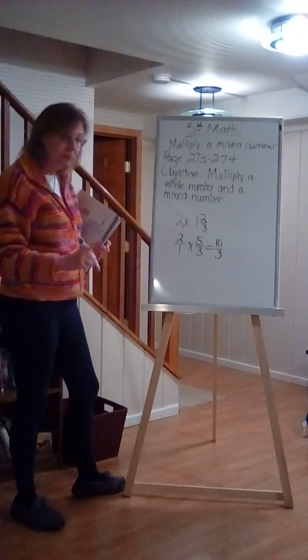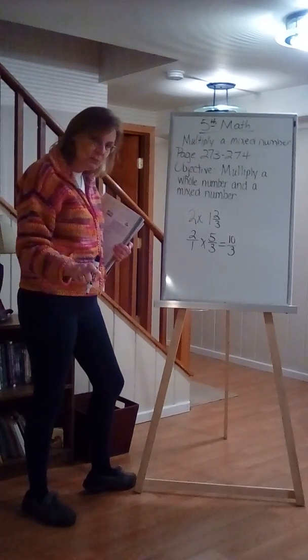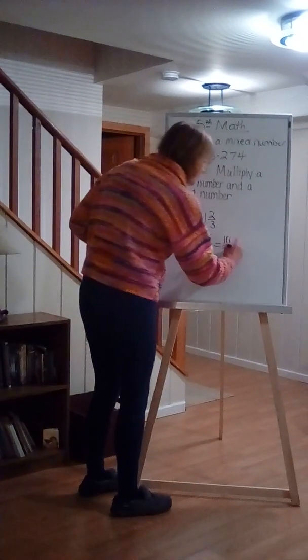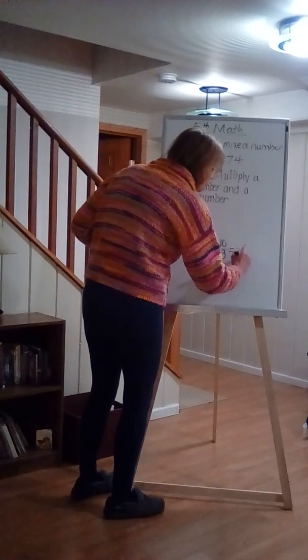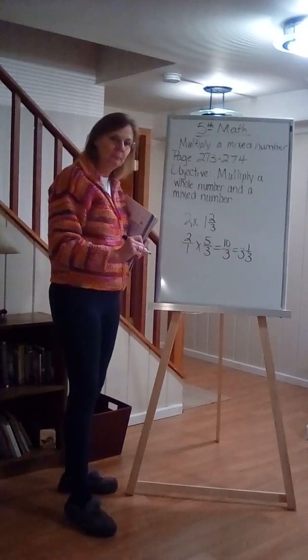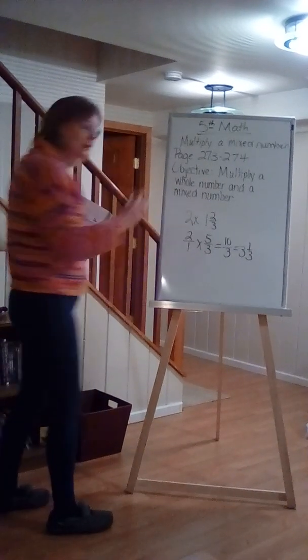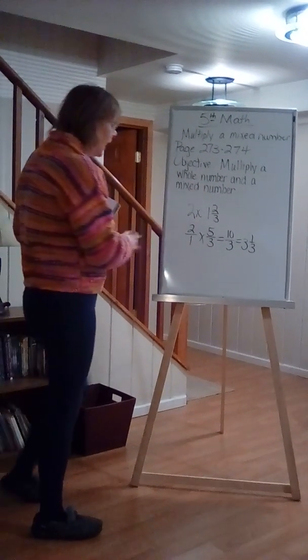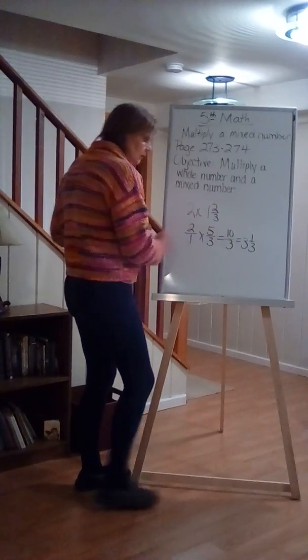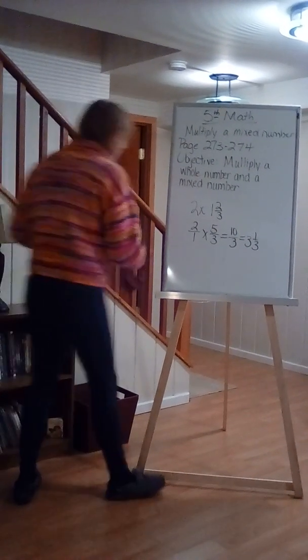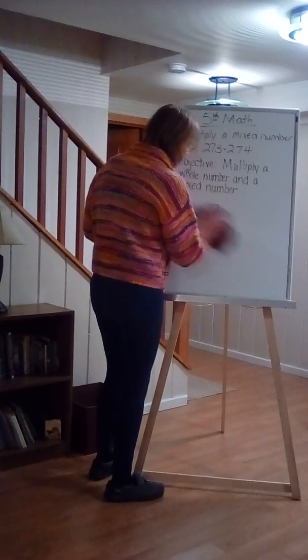I have an improper fraction. Now I'm going to change it back to a mixed number. 3 can go into 10 3 times. I have 1 left over. 3 and 1/3. All right? So there's a couple steps to this, but if you follow the steps, convert your numbers so that you can multiply, you've got this. Let's look at number 3.